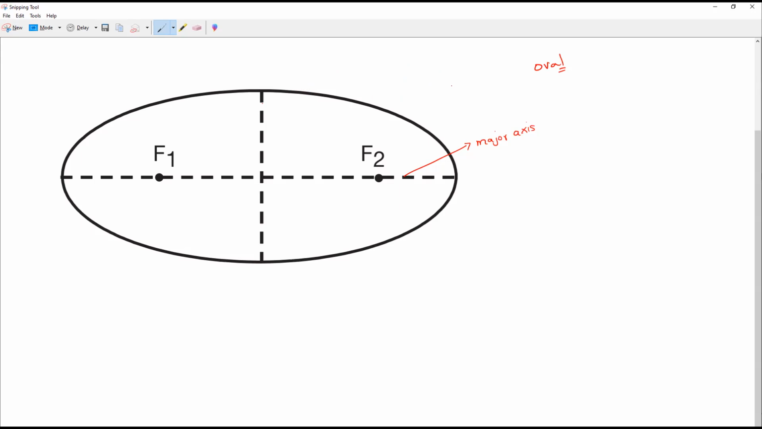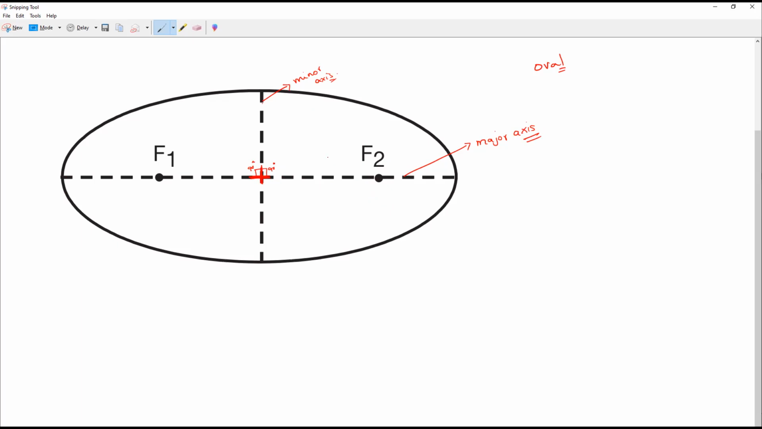So it has two axes, both perpendicular to each other. What is the angle between them? They are perpendicular to each other, so the angle is 90 degrees everywhere. The longer axis is called the major axis, and the shorter one is called the minor axis. Please write it. The shorter one is the minor axis and the larger one is the major axis.